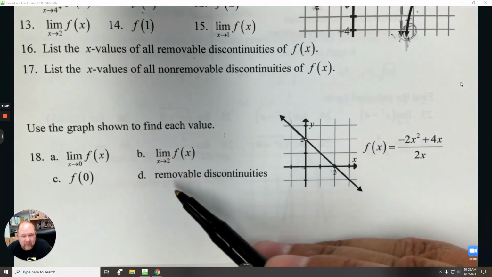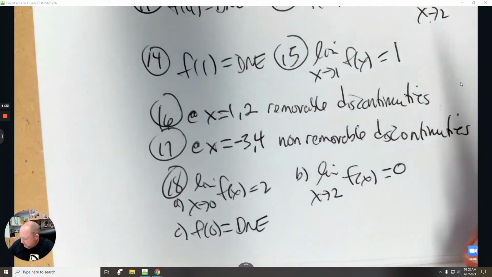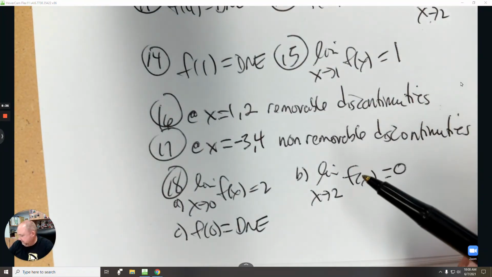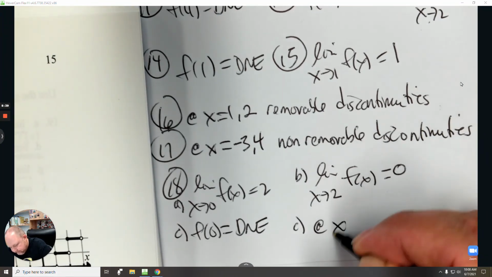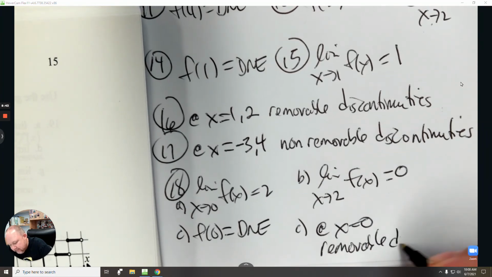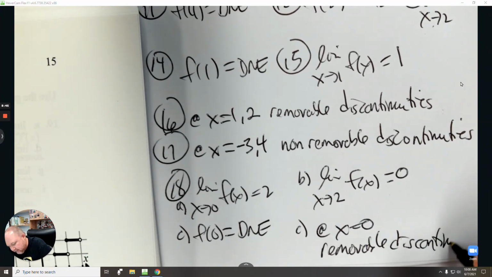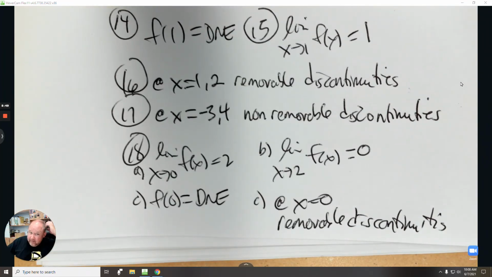And then what are the removable discontinuities? So right here, when x is 0, it's removable. And why is it removable? Because the limit exists at that discontinuity. So if the limit exists, then it's removable. If the limit does not exist, it's non-removable. All right, number 19.